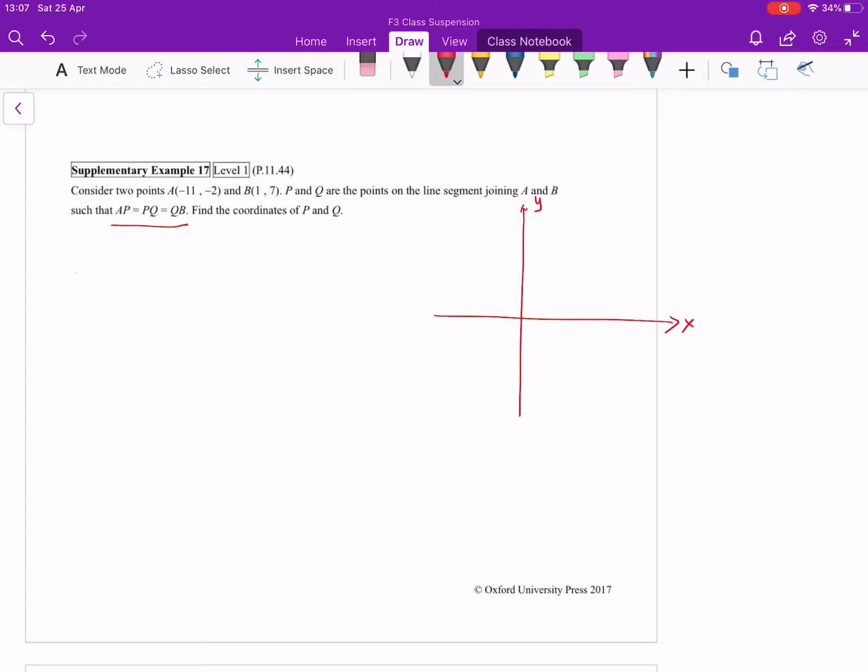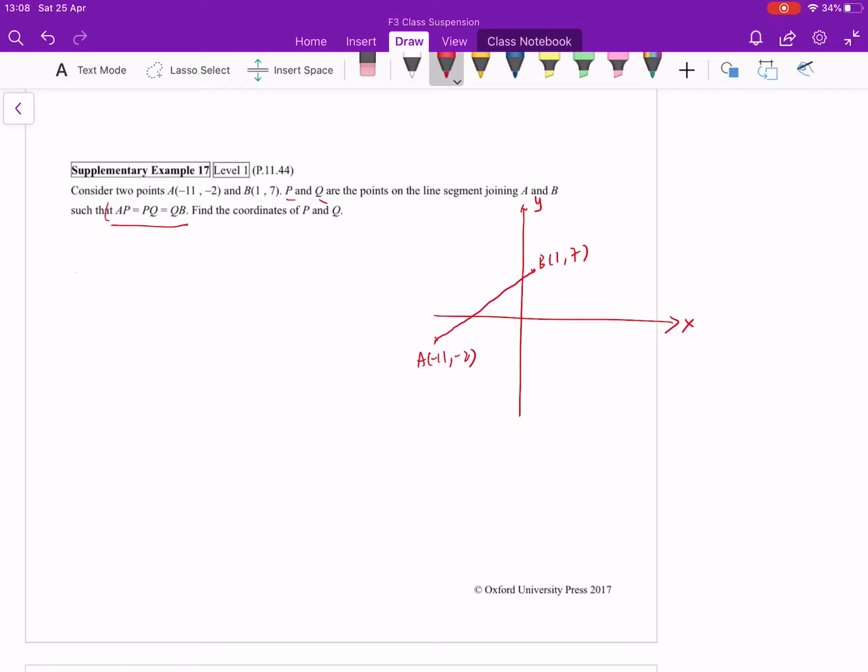Draw the axis yourself. And then -11, -2, so maybe here. Okay, 1, 7, maybe here. And then this is A, this is B. P, Q are the points on the line segment joining AB. So let me join AB first, and then PQ should be somewhere in between.